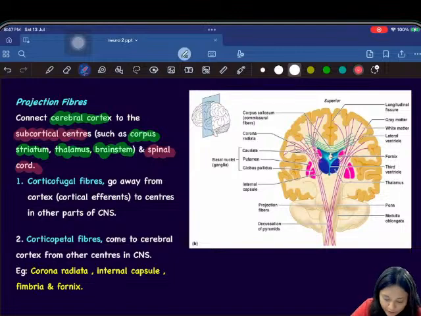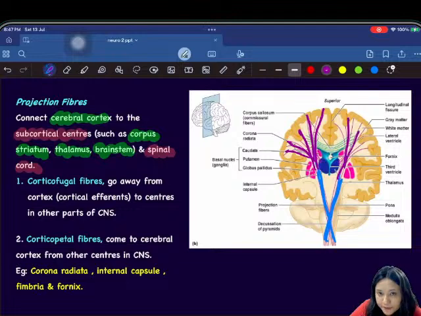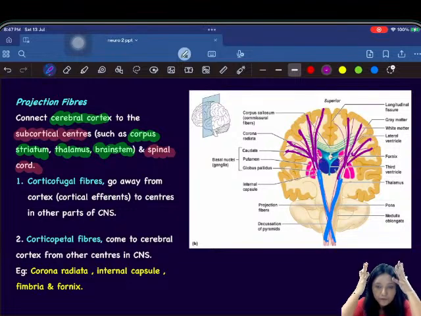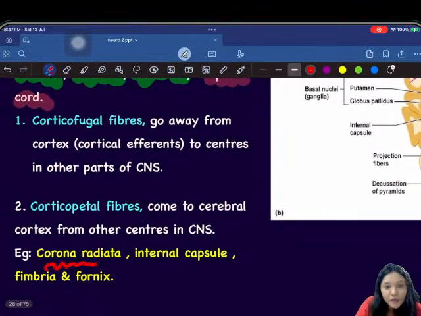As you can see here, these fibers which are going to decussate also, these are your projection fibers, and these fibers will project and radiate throughout the cortex. It is going to radiate as a crown. If you see from above, all these fibers are radiating and it looks like a crown, and that's why the name came as corona radiata. So if a question comes on corona radiata, it is a projection fiber, and projection fibers are of two types, corticofugal and corticopetal.